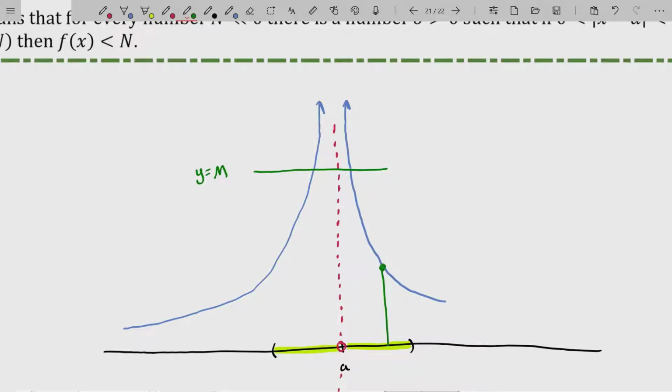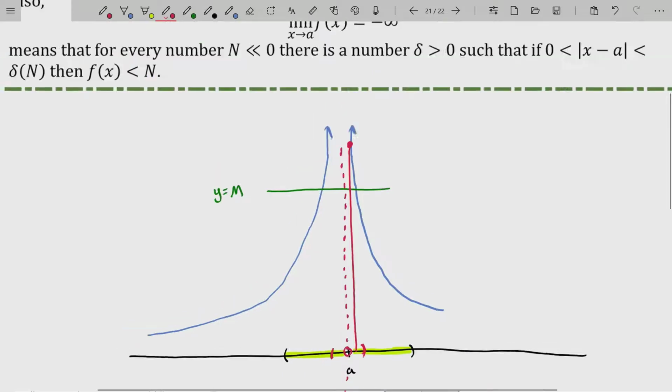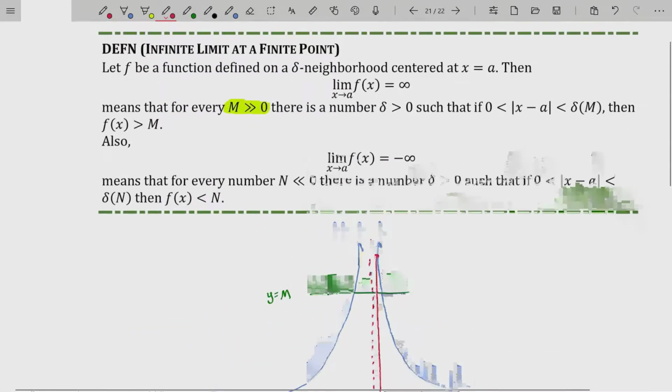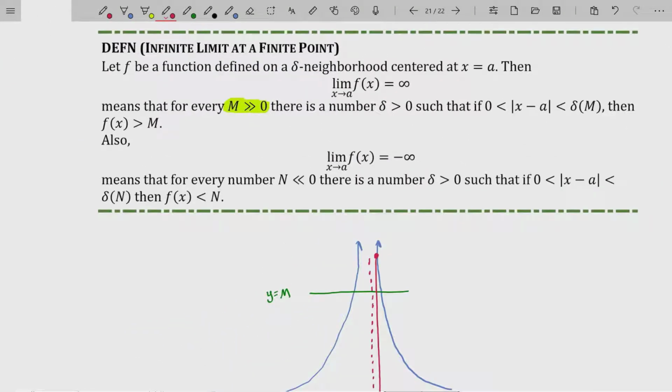So you need to tighten up this delta neighborhood to get a smaller delta neighborhood about a, so that when you have x values within that delta neighborhood, and I'm just going to artificially tighten up this delta neighborhood here, they strike the curve above the challenged height. And that is the difference between the epsilon delta proof and the infinite limit proof at a finite point.